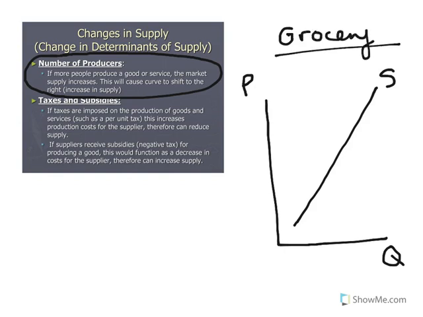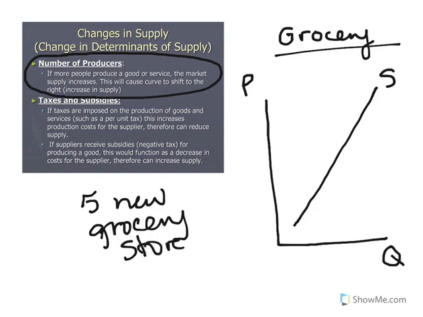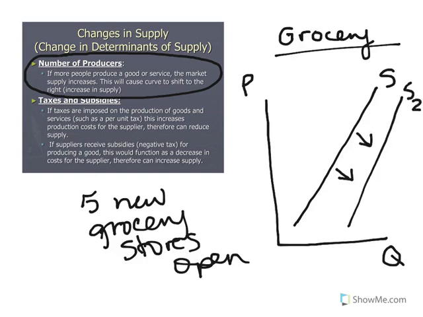And let's say that 5 new grocery stores open this year. Well, simply because the number of producers has increased, there's now 5 more grocery stores in Bakersfield. That's the same thing as saying the supply of groceries has now increased, right? So anytime there's an increase in the number of producers of a particular good or service, that's going to cause the supply of that good to increase. And of course, vice versa.